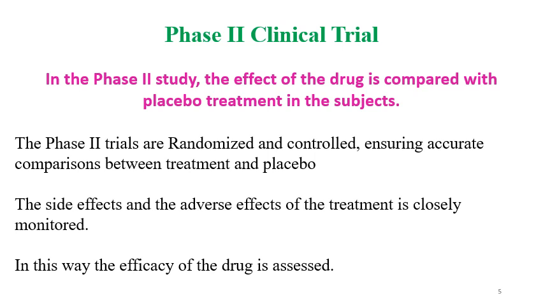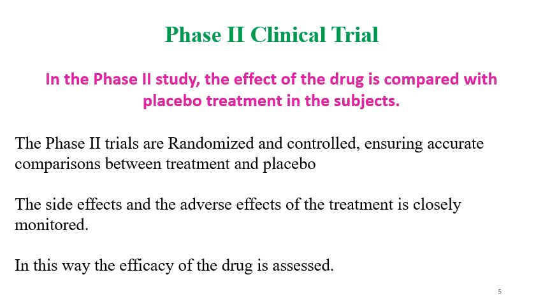In the phase 2 study, the effect of the drug is compared with the effect of placebo. So one group will be having placebo, that means there will not be any drug in that composition or formulation, and in the other group there will be a formulation with the drug. So if the drug is effective, it will have more effect than the placebo effect. The phase 2 trials are randomized and controlled so that these will ensure accurate comparison between the treatment and the placebo.